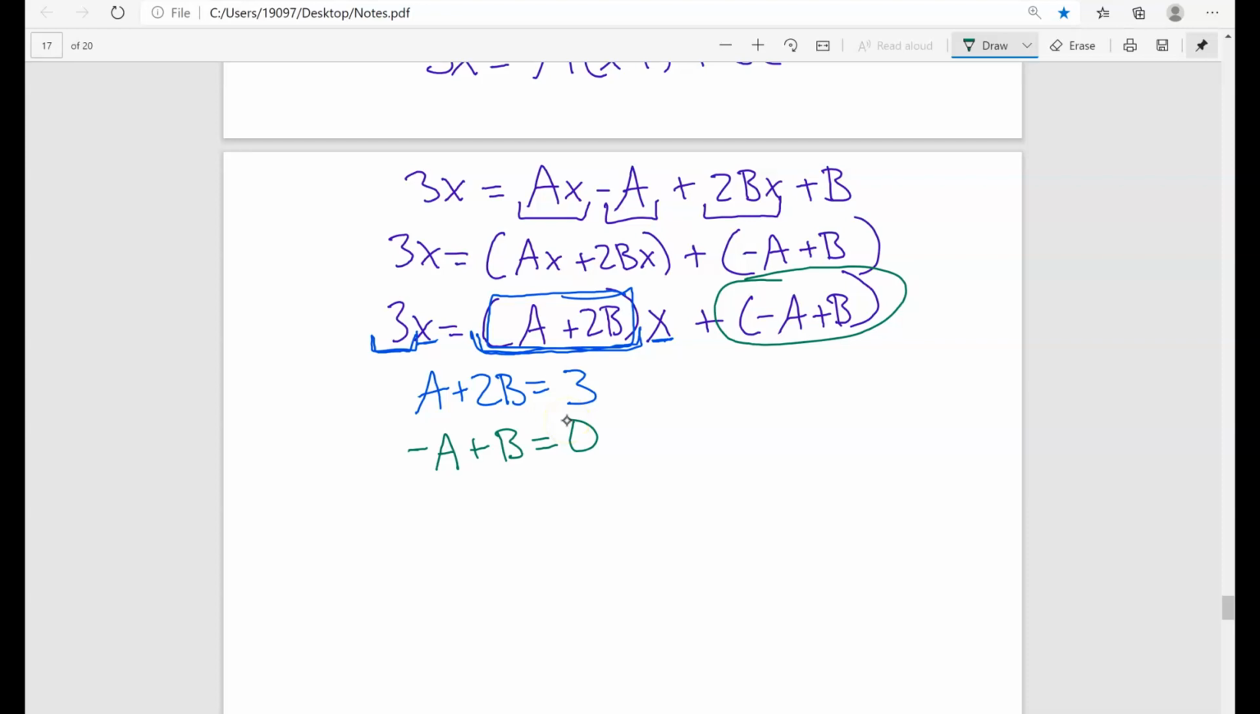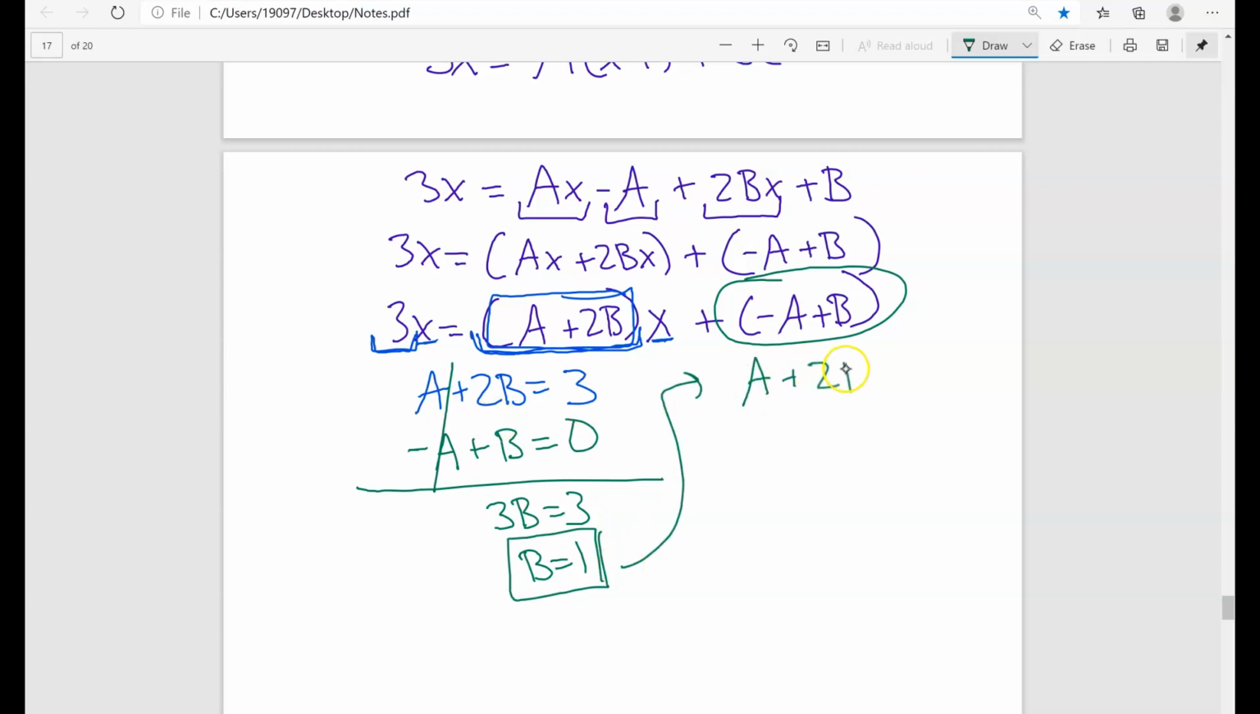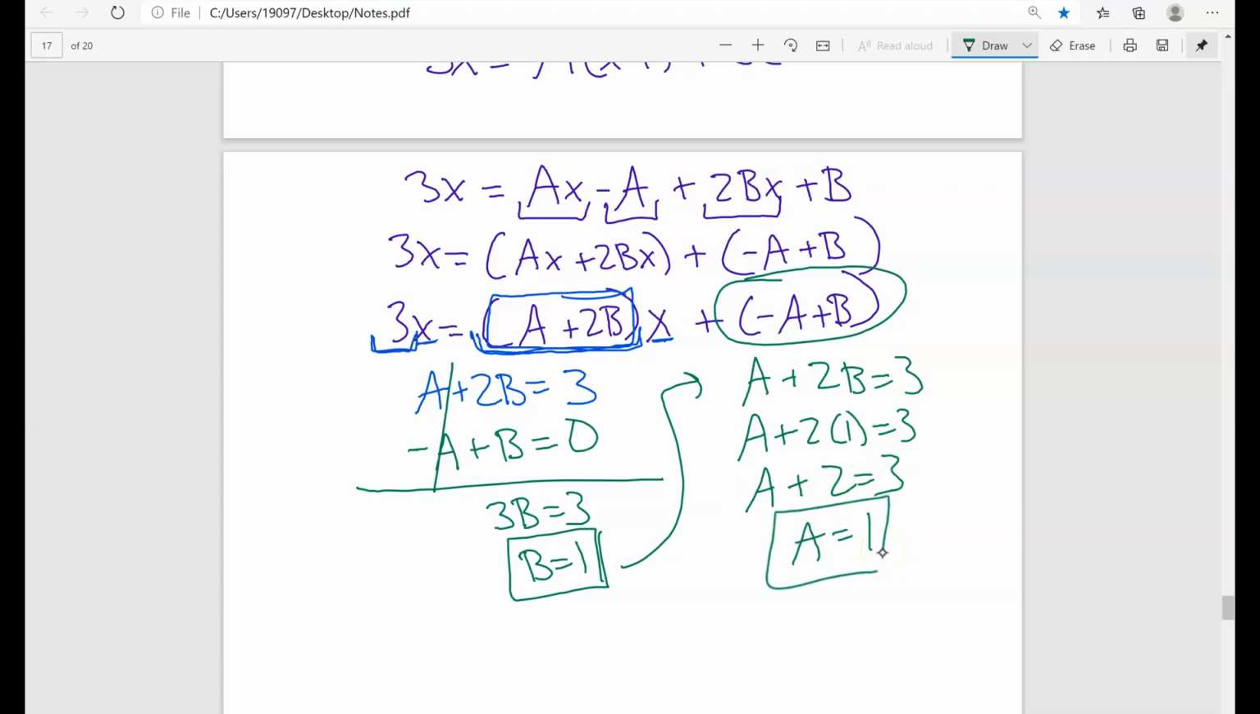Okay? And now notice that you have a system of equations. Now you can just solve. A - A is just going to give me 0. So then I have 3B is equal to 3. So B is equal to 1. Now we can just plug that into the other one. So I know that A + 2B equals 3. So A + 2 times 1 is equal to 3. A + 2 is equal to 3. So A equals, subtracting 2, this gives me 1. So that means that A and B are both equal to 1.